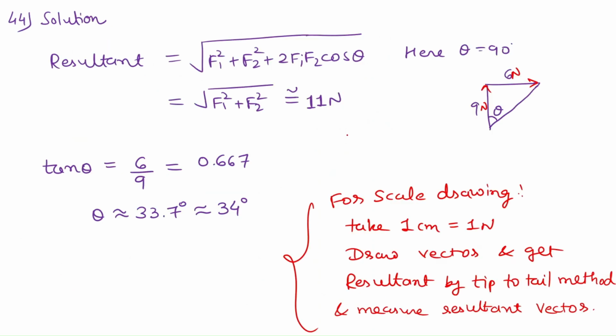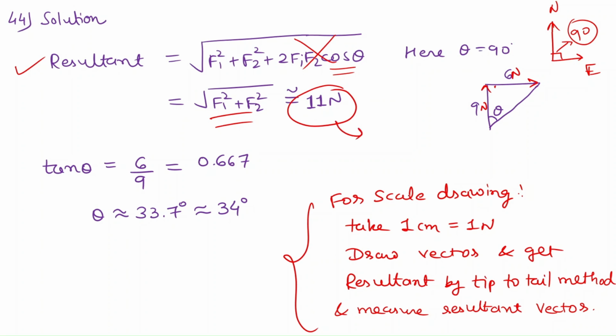Now I write here the resultant is the square root of F1 squared plus F2 squared plus 2 F1 F2 cos theta. Here, theta means the angle between these two vectors. One is going in this direction, north you can say, and another is going in the east direction. So the angle between them is 90 degrees, so the cos term will be gone. So we got 11 Newton, which means by scale drawing you get 11 centimeter.